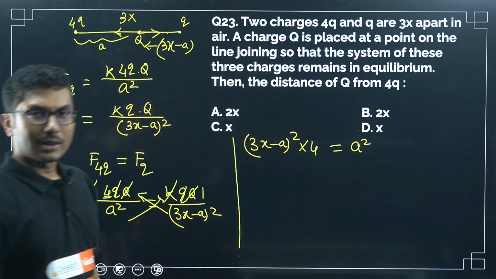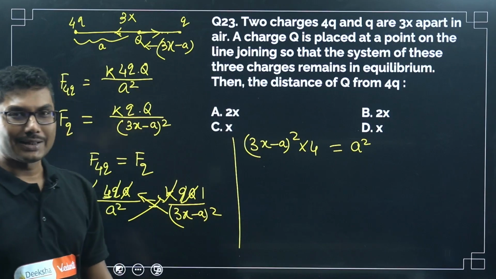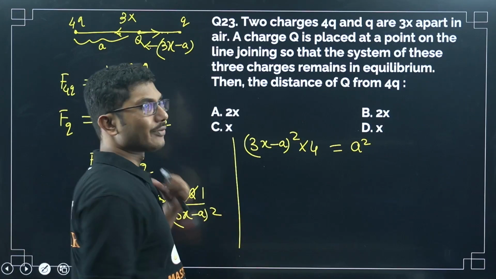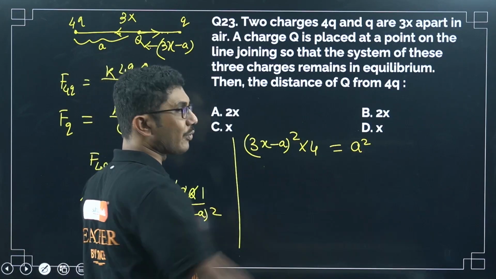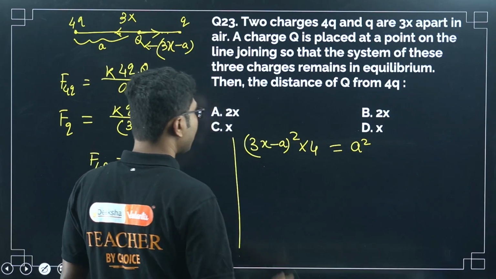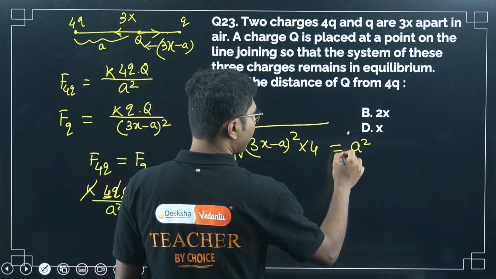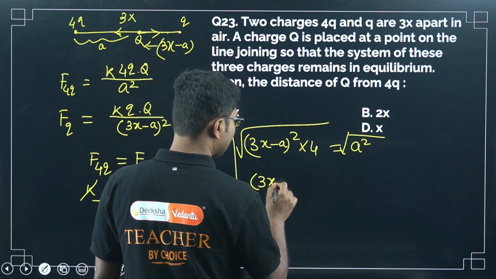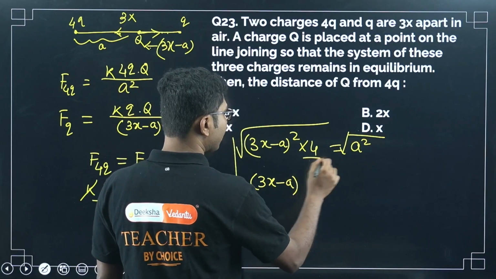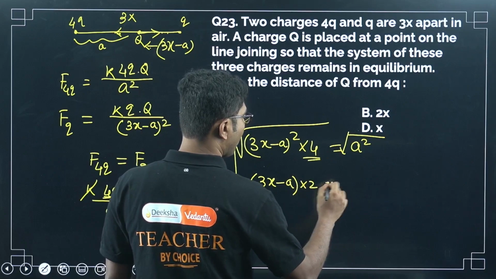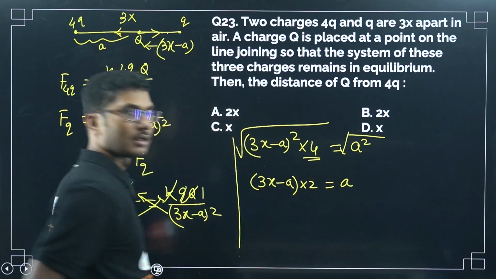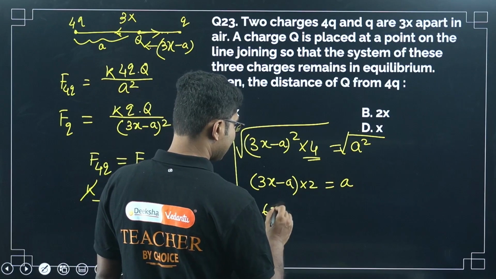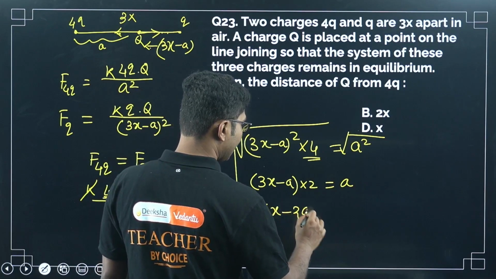Now what we will do, do we need to break the square and solve a complicated equation? No, there is an easier way to do it. We will take the square root of all the terms. So square root here, square root here. If you take the square root of this term, it will become 3x minus A. Square root of 4 becomes 2. Square root of this is A. Simple. So it will be 6x minus 2A equals A.